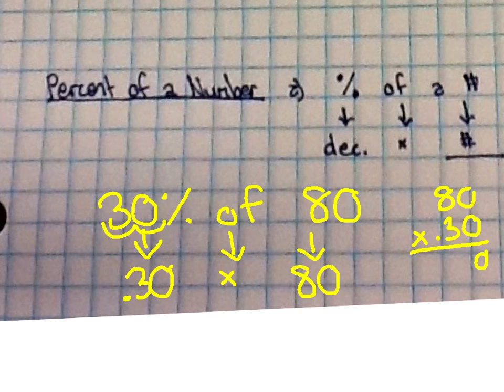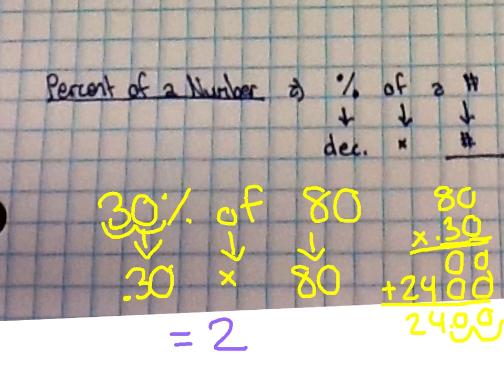So 0 times 0 is 0, 0 times 8 is 0. On your second line, you want to automatically put a 0 because you're multiplying by 3 in a different place value. 3 times 0 is 0. 3 times 8 is 24. When you add that up, you get 2400. And you look at how many decimal digits are in your problem. I notice I have 2 decimal digits. So my answer will also have 2 decimal digits. So 0.30 times 80, otherwise 30% of 80, is equal to 24. So 24 students live only a mile from school if 30% of them live a mile from school.